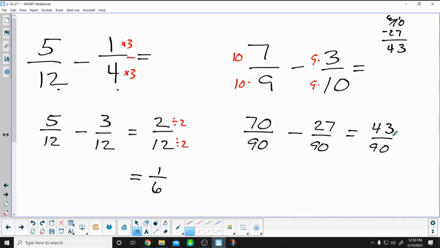And I just need to check to make sure that this isn't reducible. And I don't think this is reducible. I think 43 is a prime number. So I don't think there's anything that I can divide out of here to reduce it like I did over here. So that is how you subtract fractions with unlike denominators.